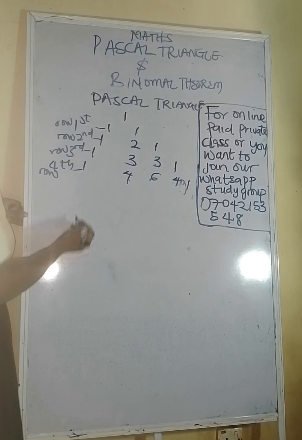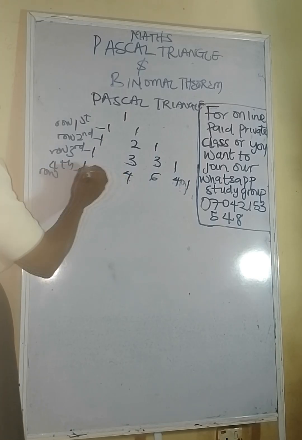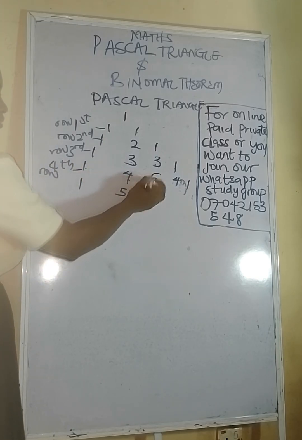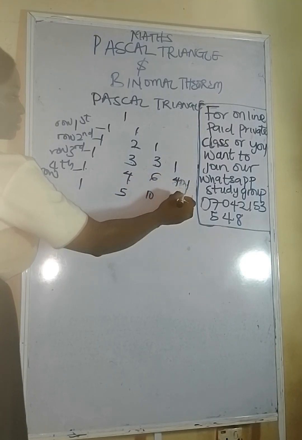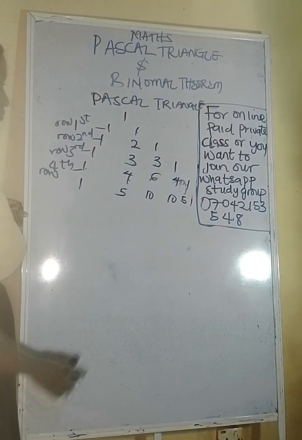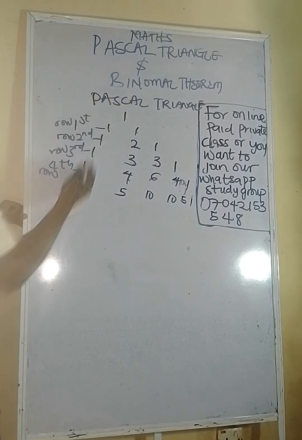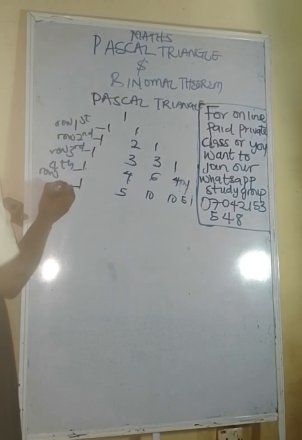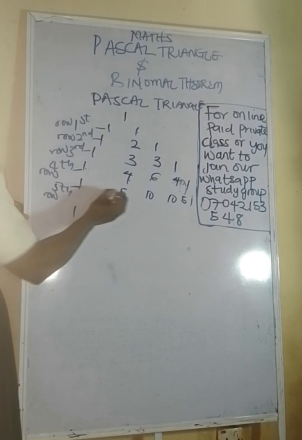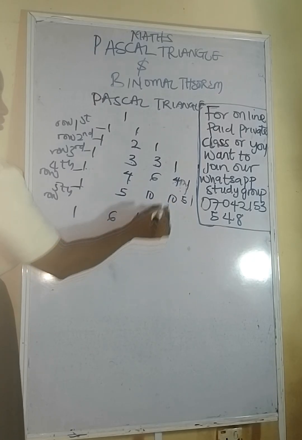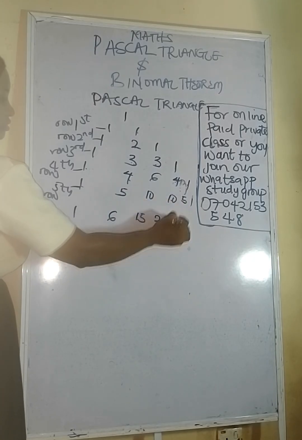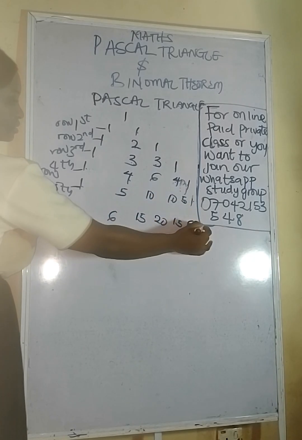So let's do the fifth row now. We have 1, 4 plus 1 is 5, 4 plus 6 is 10, 6 plus 4 is 10, 4 plus 1 is 5, then 1. Okay? So now I discover that it's moving like a triangle. So this is the fifth row. So let's do the sixth row. We have 1, 1 plus 5 is 6, 5 plus 10 is 15, 10 plus 10 is 20, 10 plus 5 is 15, 5 plus 1 is 6, then 1.